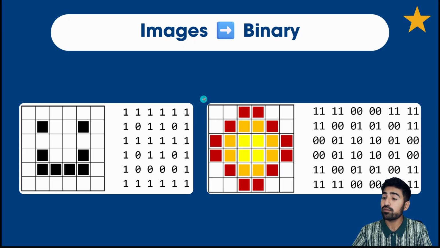On the right, we have 4 colors. We have red, orange, yellow, and we have white in the background. So white can be represented by 1, 1. The red could be 0, 0. The orange could be 0, 1. And the yellow could be 1, 0. So again, if you arrange these, you can create an image.